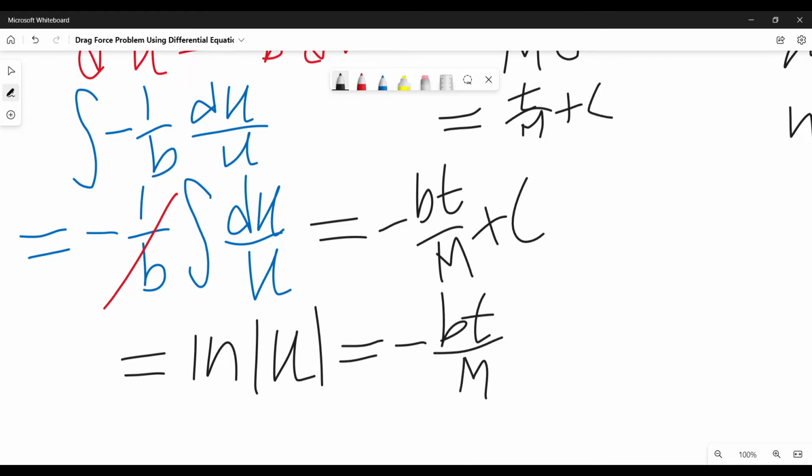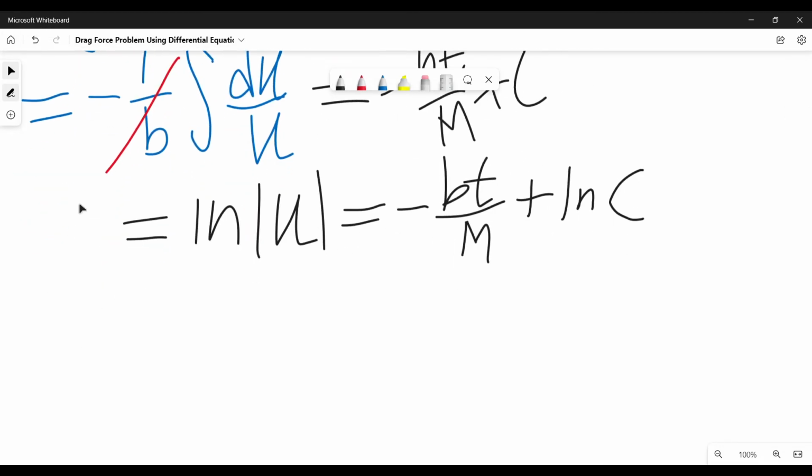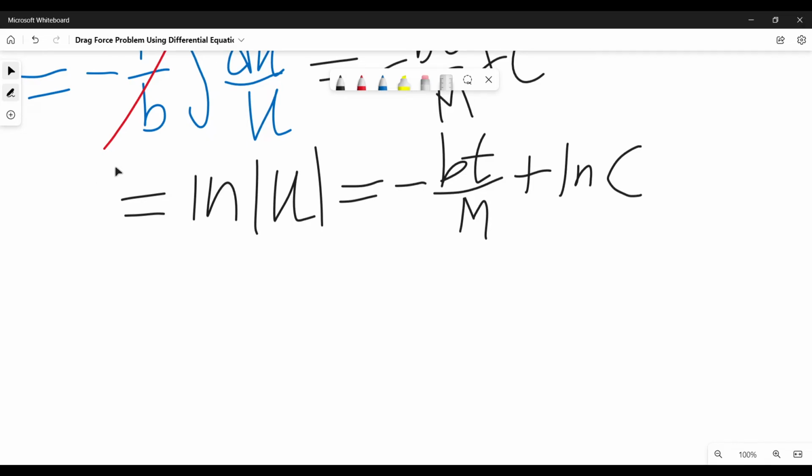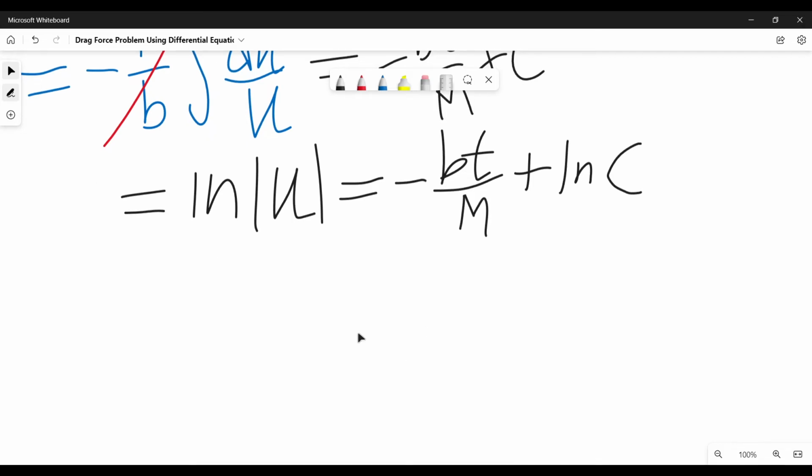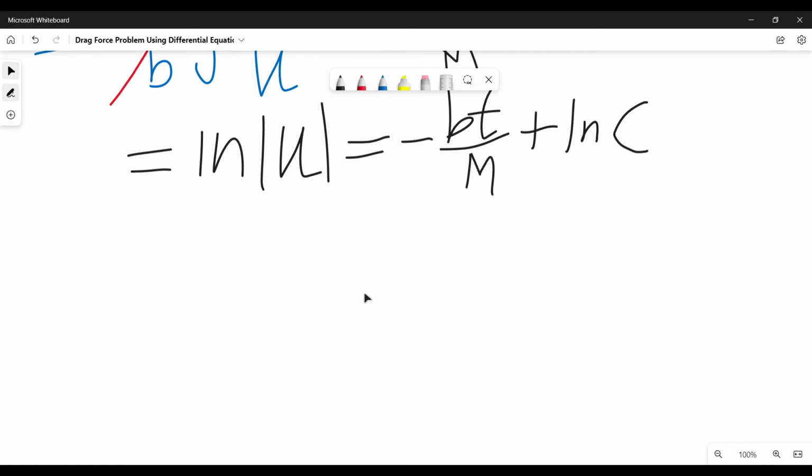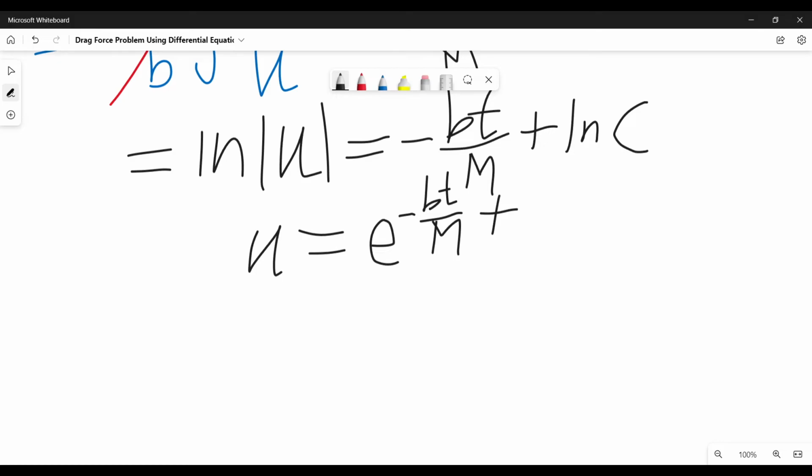Since the domain of ln is all positive numbers, we can write ln of c because we know that time cannot be negative, not in the traditional sense here. So basically, this is our equation right here. Now, we can solve for u. We know u, of course, is going to be e to the power of everything. So e to the negative bt over m plus ln of c, which is just c.